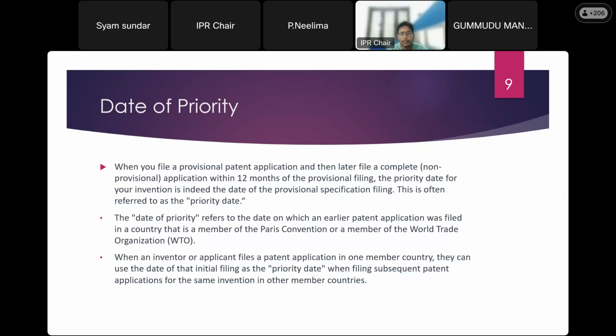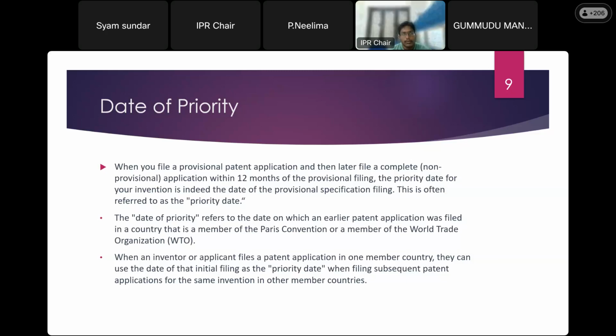When you file a provisional patent application, that means you still have 12 months to file your full-fledged invention, which is called the complete specification. So when you file a provisional patent application and then later file a complete specification within 12 months of provisional filing, the priority date for the invention is the date of the provisional specification filing. For example, if you have come up with the invention only 50-60%, still you can file a patent. That is called a provisional patent application.